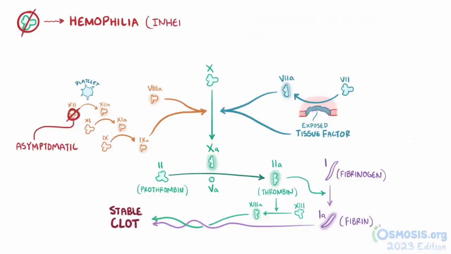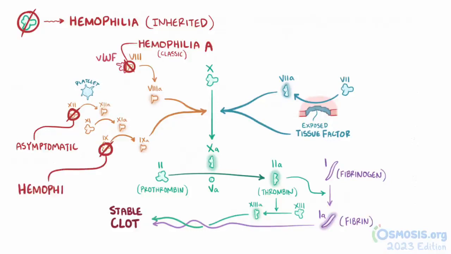Hemophilia usually refers to inherited deficiencies of coagulation factors, which can be either quantitative or qualitative. By far, the most common of these are deficiencies of factor 8, which gives rise to factor 8A and is stabilized by another factor called von Willebrand factor. And this deficiency is called hemophilia A, or classic hemophilia. Another common deficiency is deficiency of factor 9, called hemophilia B, which used to be called Christmas disease, named after the patient who had it, not the holiday.